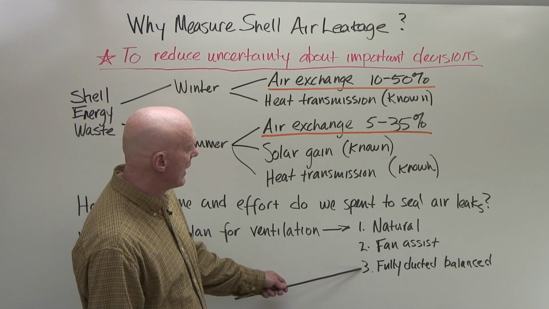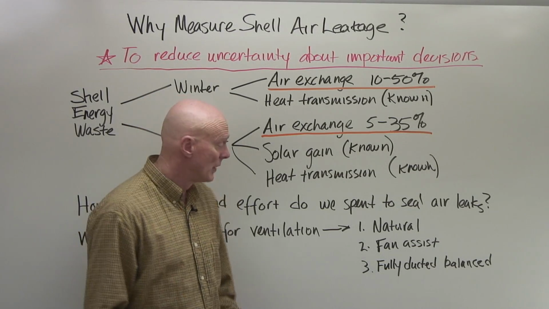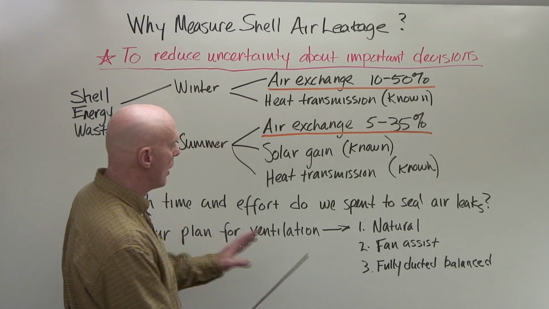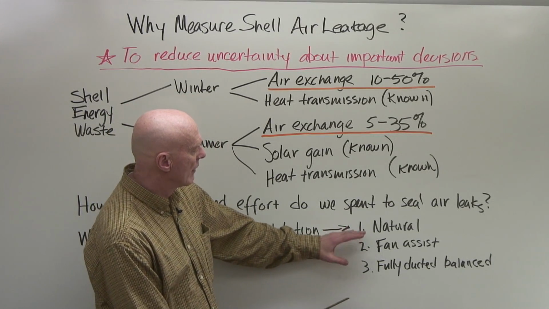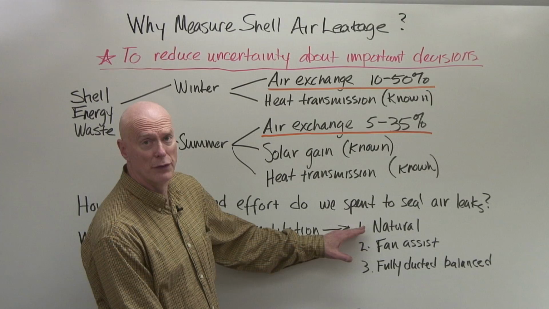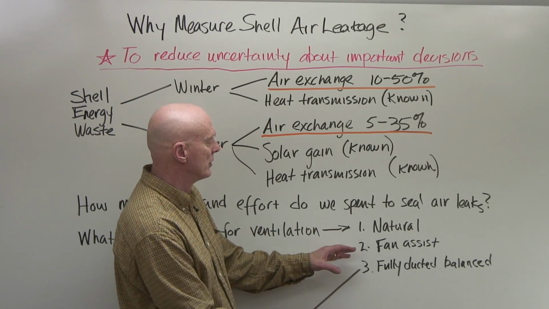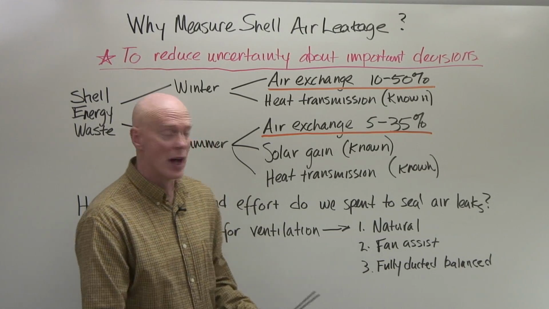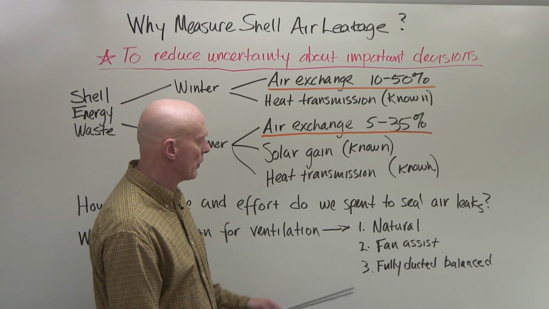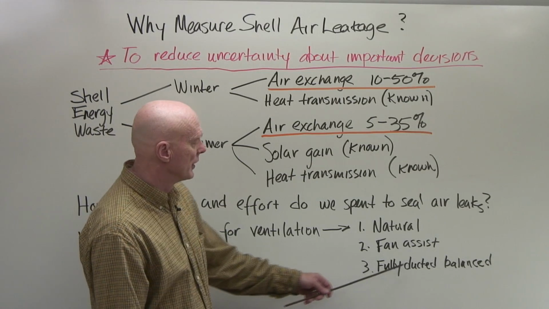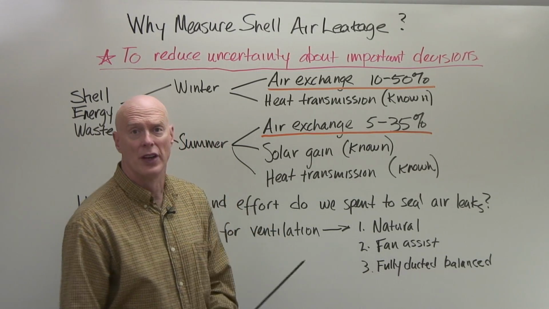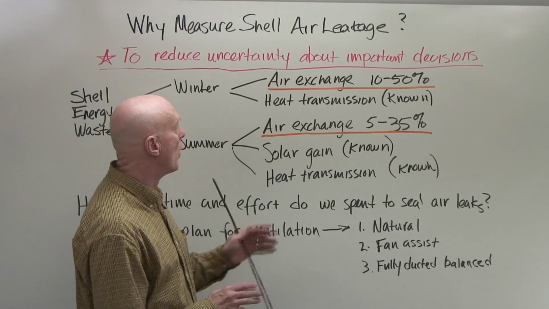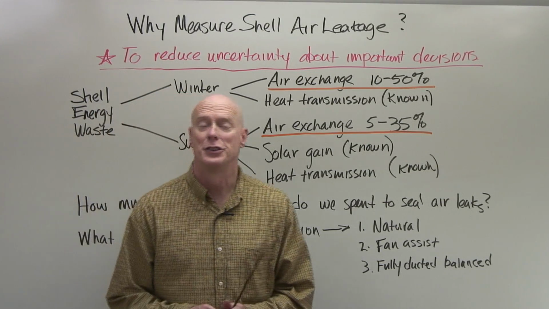Or we may have a very, very airtight home, and we have a fully ducted and balanced distribution system. So it helps us to know, do we have a really leaky house? And if we do, and if we're not going to do any air sealing, then natural ventilation is going to be fine. If we have a home that has undergone a lot of air sealing, we're going to need a fan. And in this fully ducted, balanced system for the energy efficient homes, we need 2 fans. So that's why we measure shell air leakage.